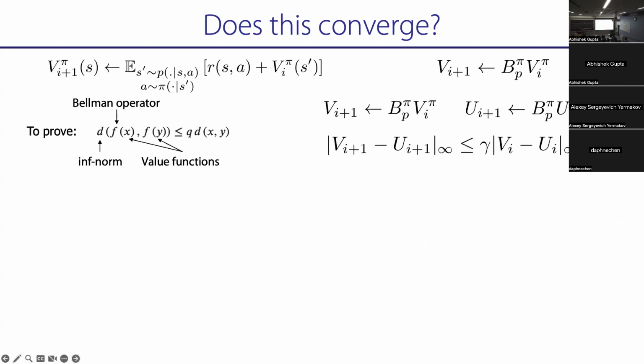We want to show that the infinity norm between V_{i+1} and U_{i+1} is less than or equal to some gamma times the infinity norm of V_i minus U_i. So you're trying to say that if you apply the Bellman operator to any two V_i and U_i, they get closer in infinity norm by some factor gamma, which is less than one. Okay, any questions? Yeah.